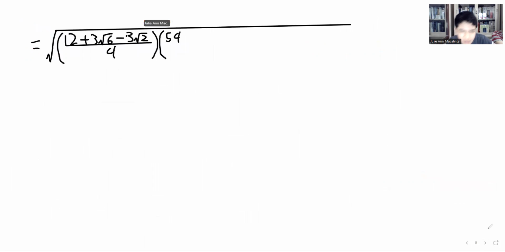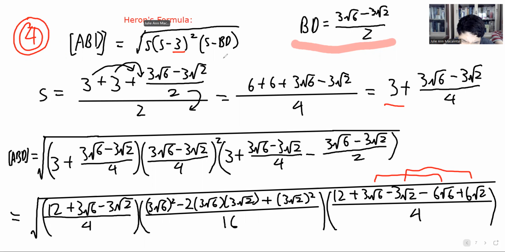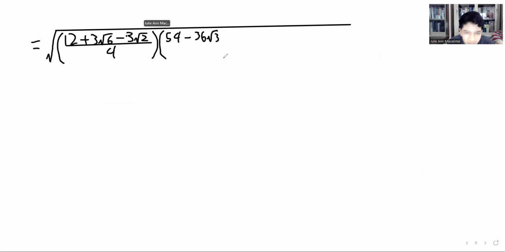Square root of 3 plus 18. I'll already start combining since 54 plus 54 plus 18. 54 plus 18 is 72. Alright, so this will become 72.